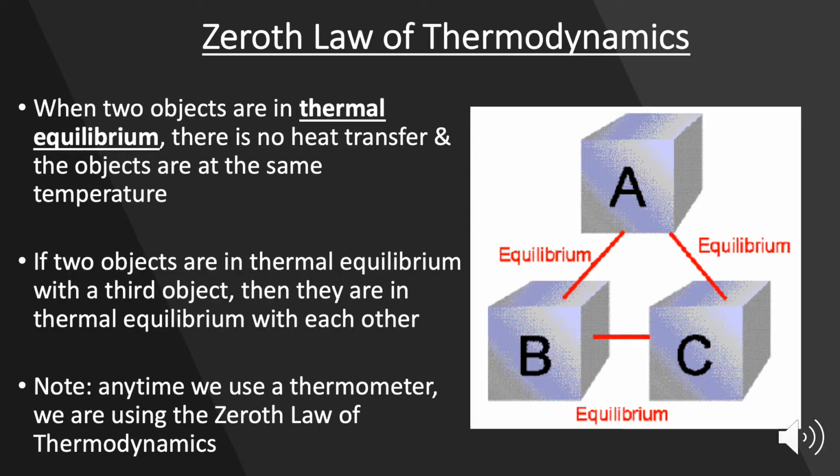Let's revisit the zeroth law of thermodynamics. The zeroth law of thermodynamics said, when two objects are in thermal equilibrium, there is no heat transfer, and the objects are at the same temperature. So when they're at thermal equilibrium, nothing's going to lose heat, nothing's going to gain heat because they're in equilibrium. Alright, so if two objects are in thermal equilibrium with a third object, then they are all in thermal equilibrium with each other.